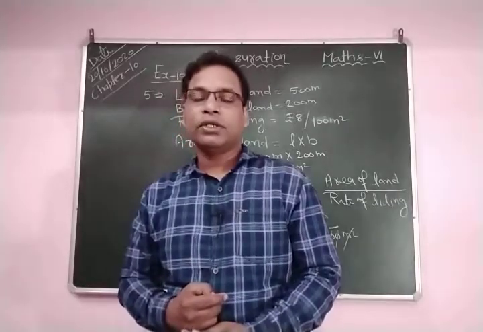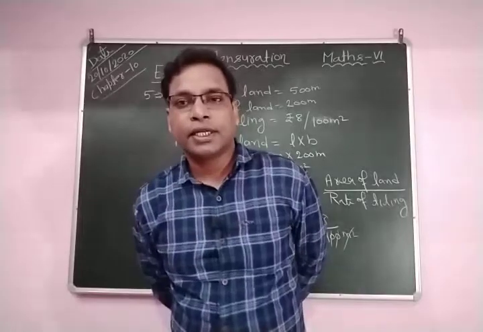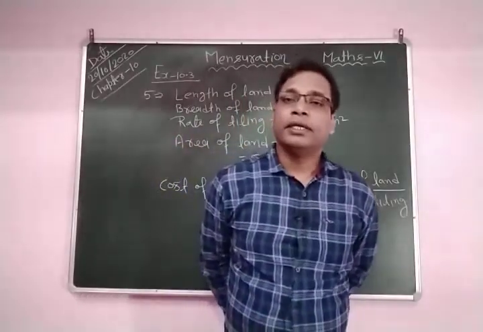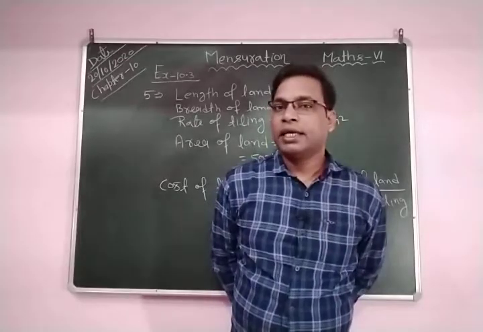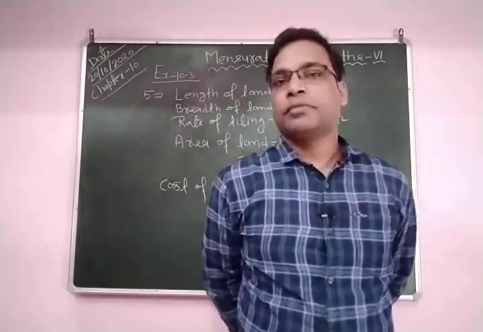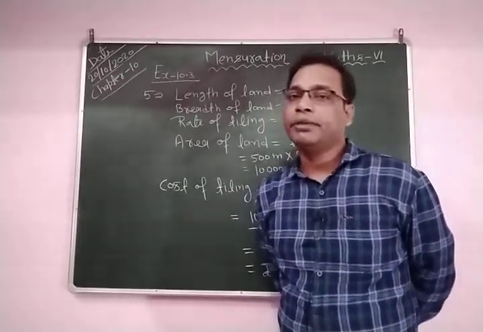You know how to find the area of a rectangle. Area of rectangle is length into breadth. Your length is given 500 meter and breadth is given 200 meter. So we find the area of the rectangular plot of land, which is equal to 1 lakh meter square.